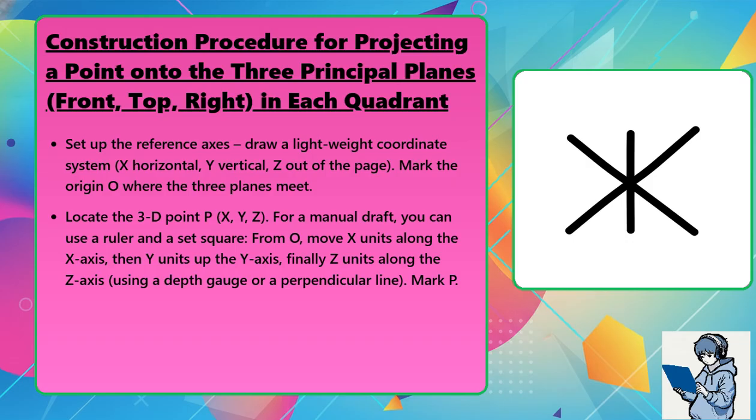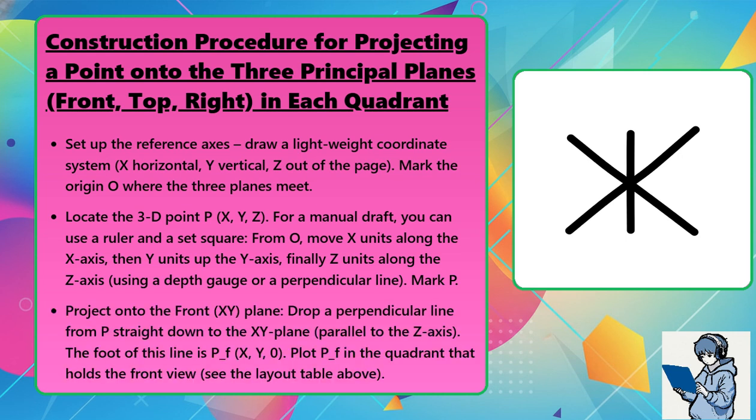From O, move X units along the X-axis, then Y units up the Y-axis, finally Z units along the Z-axis using a depth gauge or a perpendicular line. Mark P. Project onto the front XY plane. Drop a perpendicular line from P straight down to the XY plane, parallel to the Z-axis. The foot of this line is P_F (X, Y, 0). Plot P_F in the quadrant that holds the front view. See the layout table above.